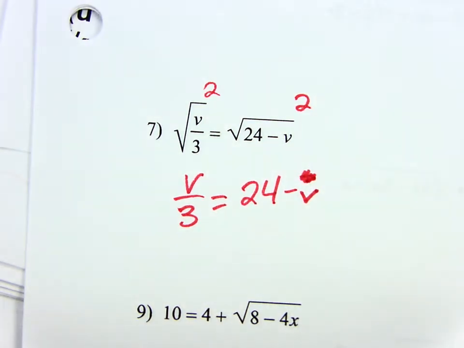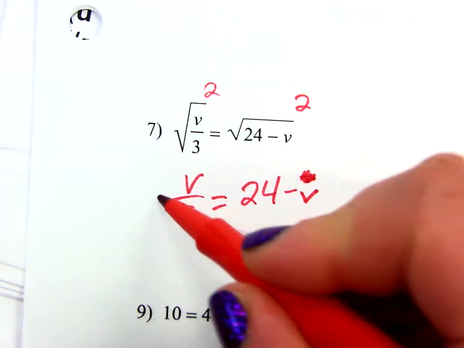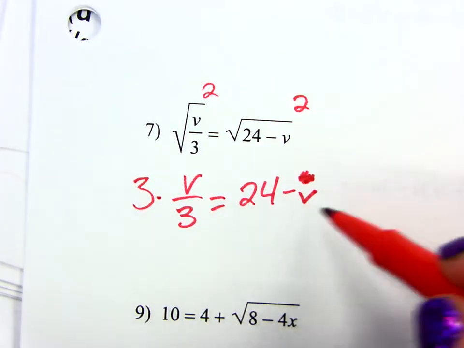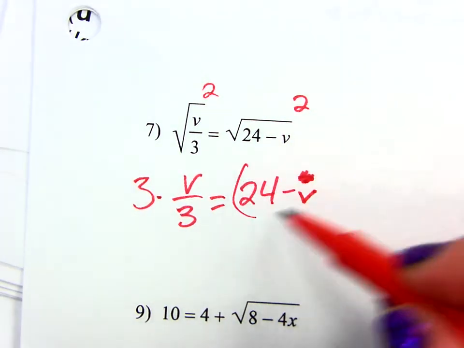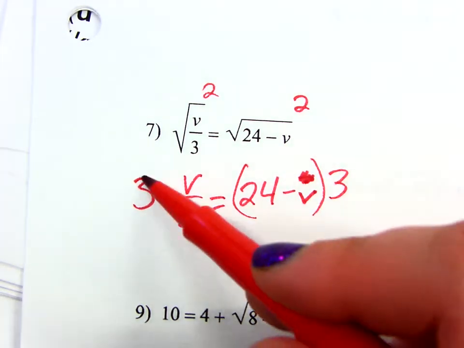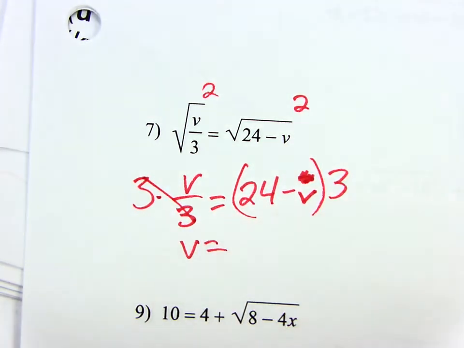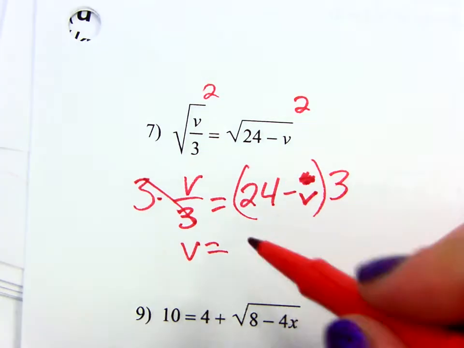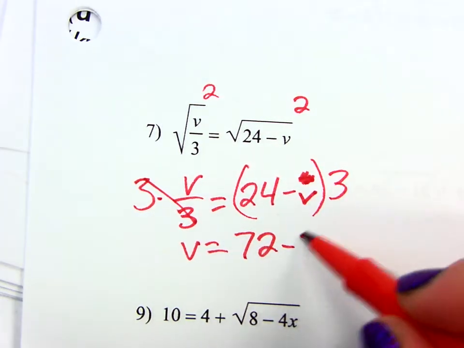Now I ask you, how do you solve this? Lily? Multiply by 3. Great idea. Let's multiply both sides by 3. Just don't forget, when you do that, on the right-hand side, you have to multiply everybody by 3. So 24 times 3 is what, 72? Yep.